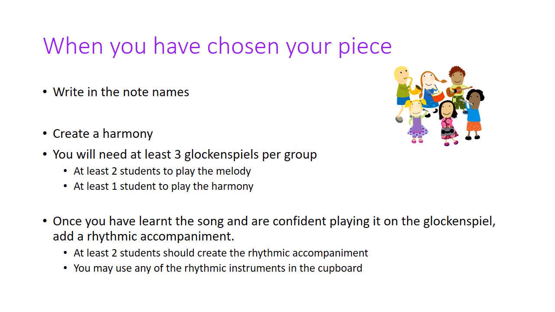Once you have learnt the song and you're confident playing it on the Glockenspiel with both the melody and the harmony, you can add a rhythmic accompaniment. So the rest of the students in the group will be playing the rhythmic accompaniment, at least 2, but for the bigger groups, there are going to be many more students doing the rhythmic accompaniment. You're welcome to use any of the rhythmic instruments in the cupboard, or you're welcome to bring your own rhythmic instruments. Whatever you really want to do in your group is fine.